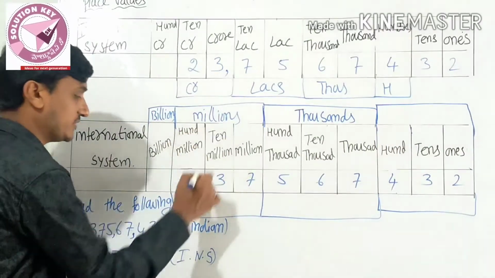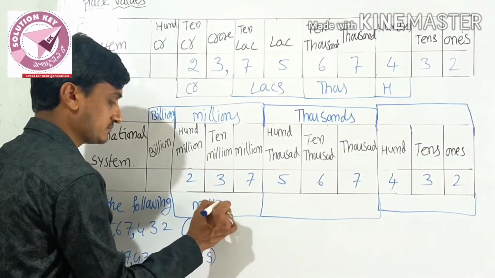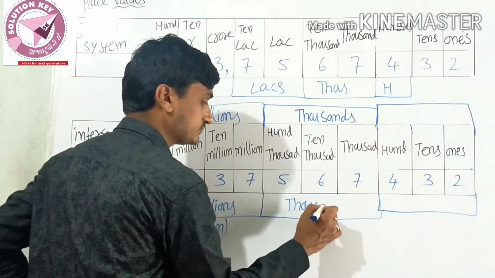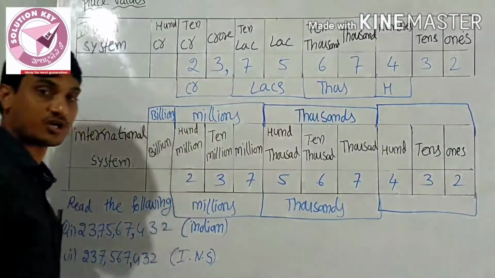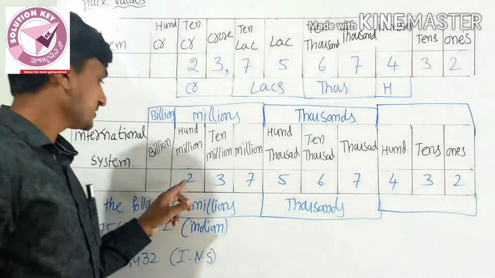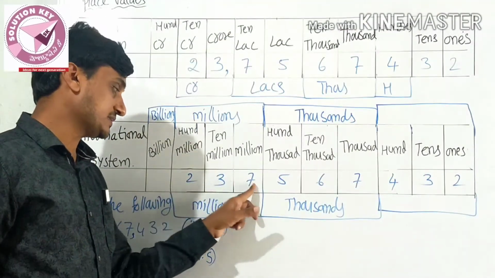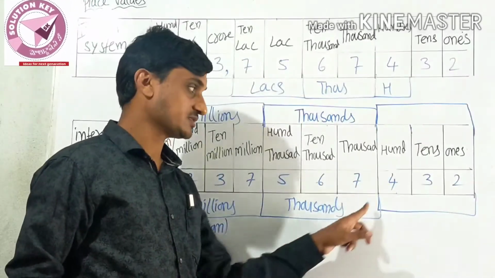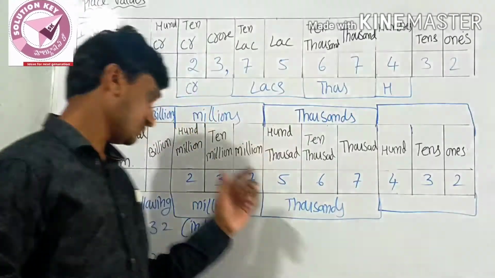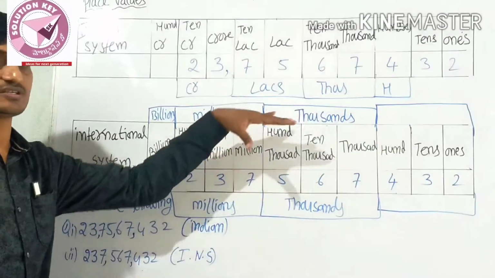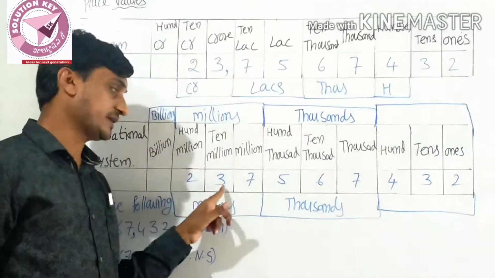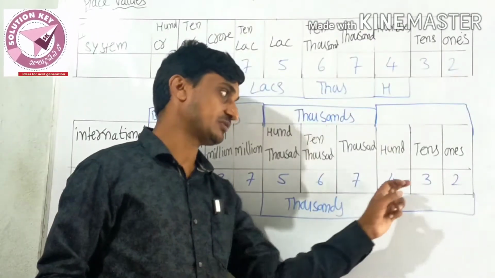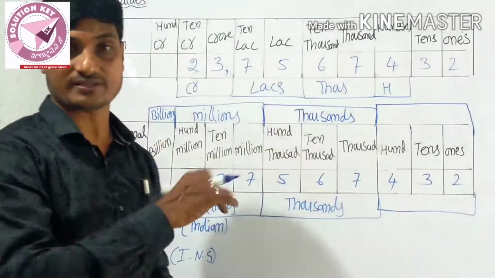Now read. This is the millions column, and this is the thousands column. Normally you read each part as hundreds. See here, 237 millions, 567,432. Read all as hundreds. 237 millions, 567,432. Just read like this.